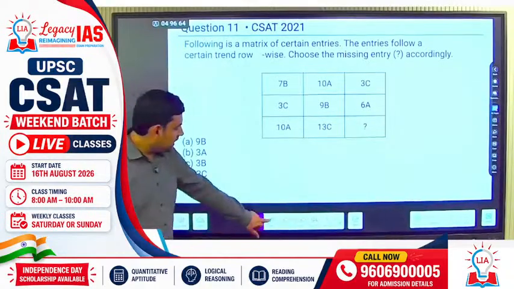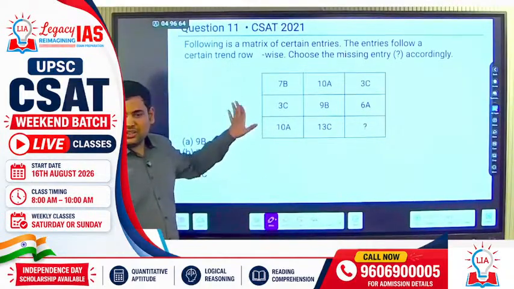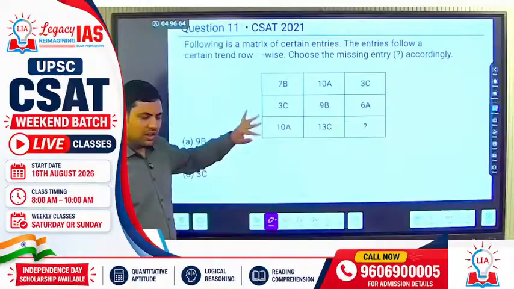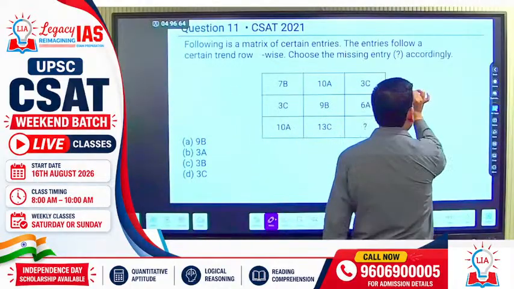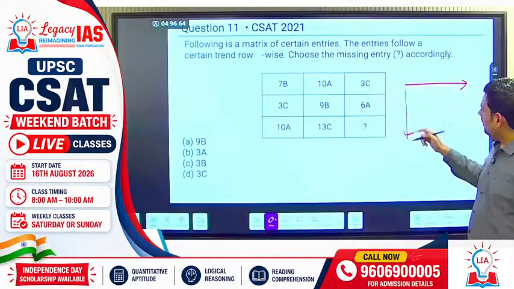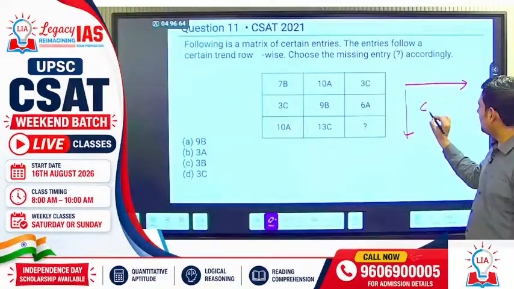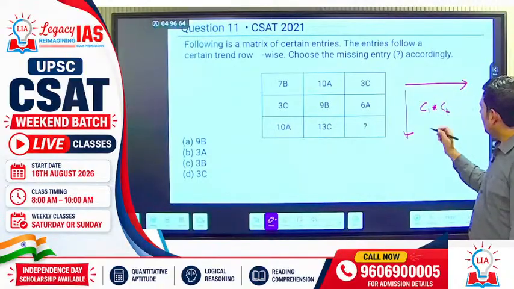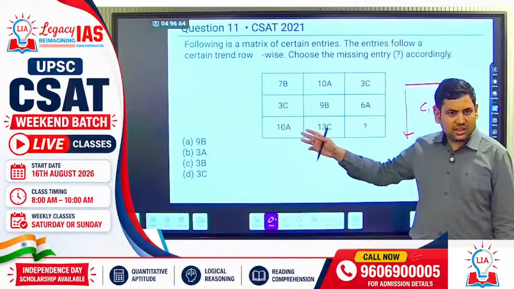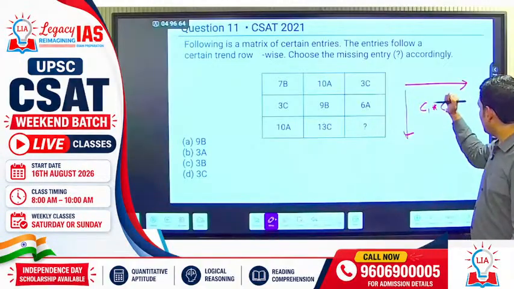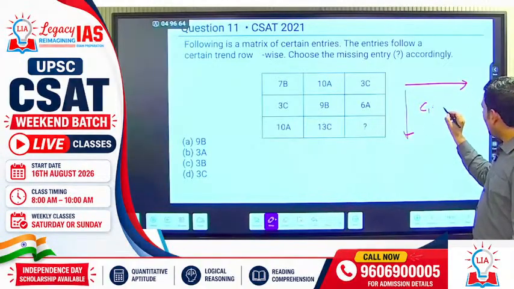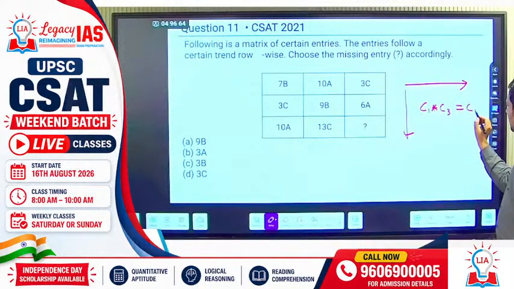See, one thing I will tell you: when you get tables like this, like the earlier one, start looking for a pattern in the horizontal direction or in the vertical direction. One of them will have some pattern, and the pattern usually is like this: there is some column 1, and some column, let's say 2 or 3, and if you do an operation on 1 and 3, you will get the value of column 2. Something like this is there.